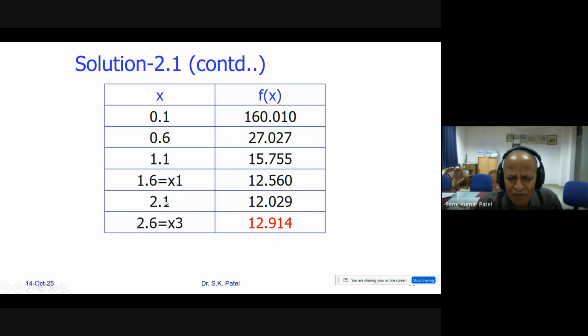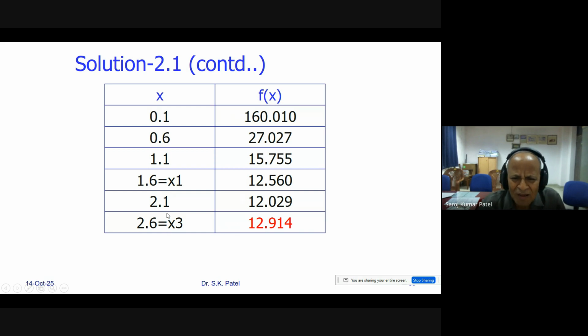2.1 plus 0.5 is 2.6. At 2.6, it is 12.9. For the first time, we observe it is not less than the previous value. So 12.9 is not less than 12.029. So we stop here. We observe that the value has started increasing. Already we have crossed the minimum point, and then we'll write down our answer.